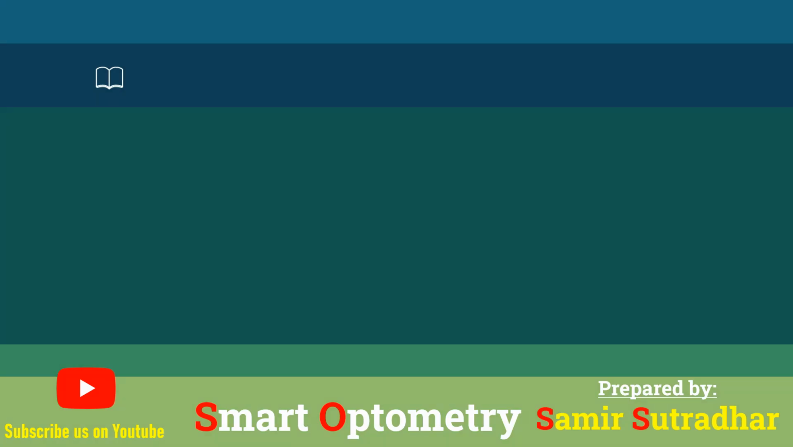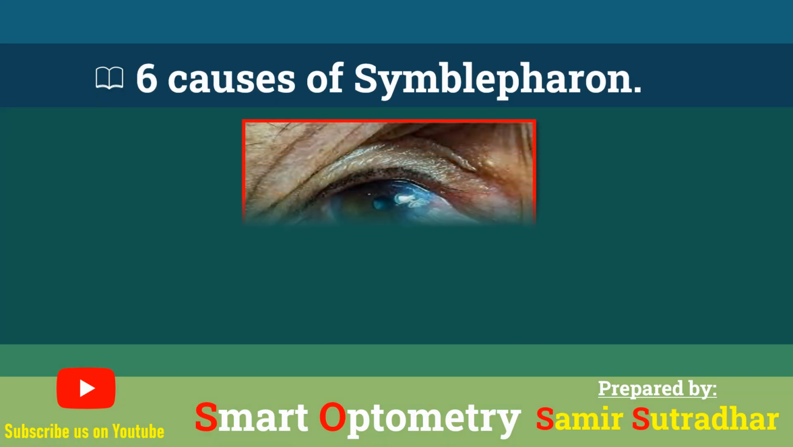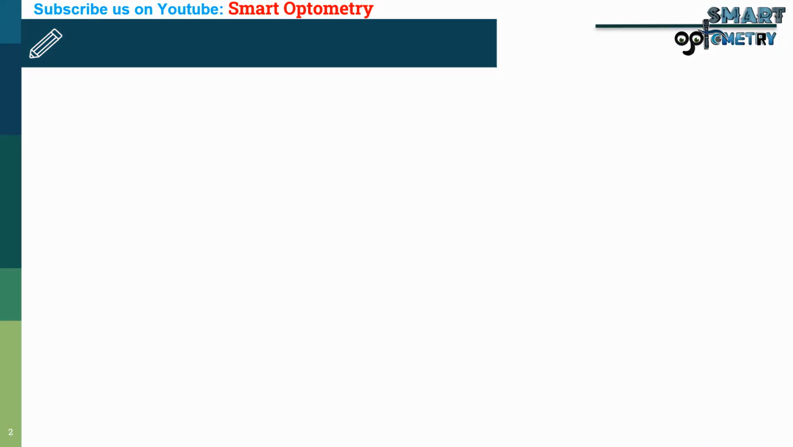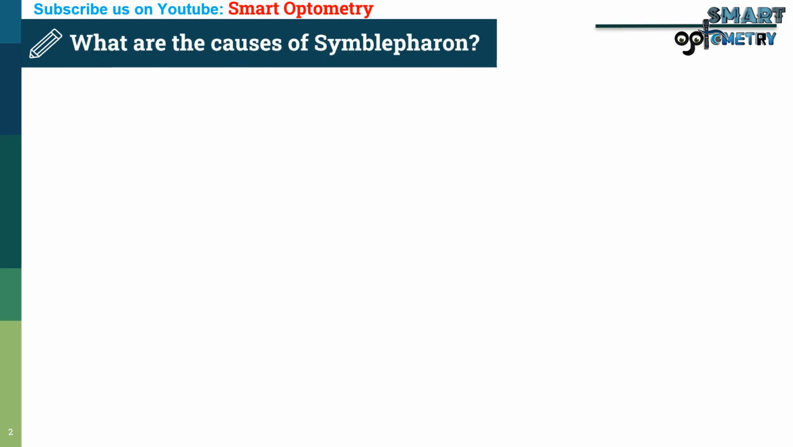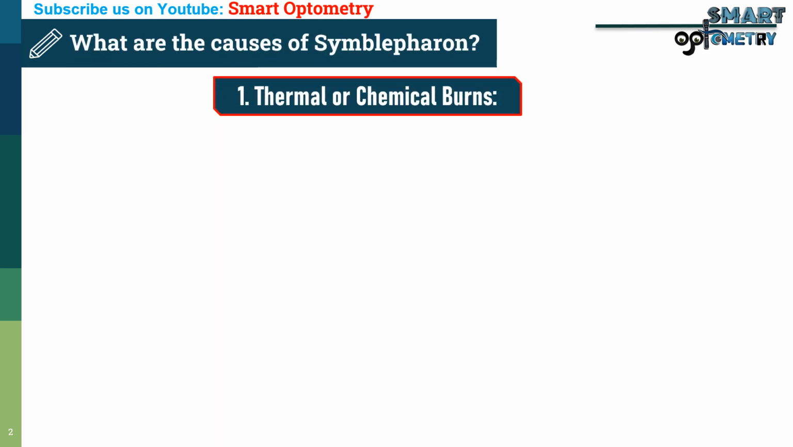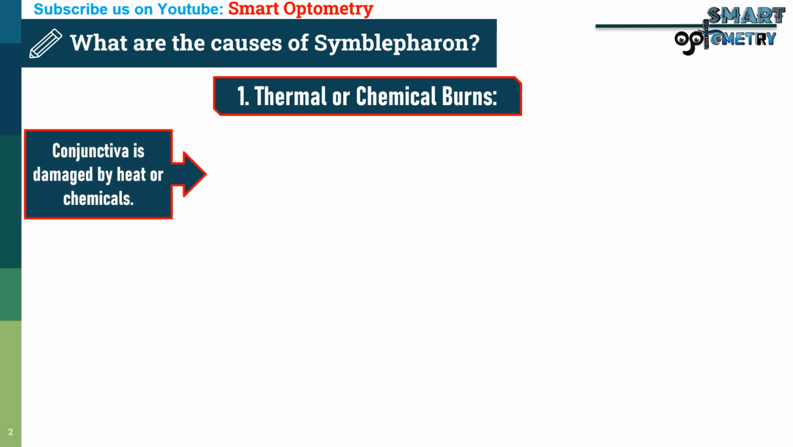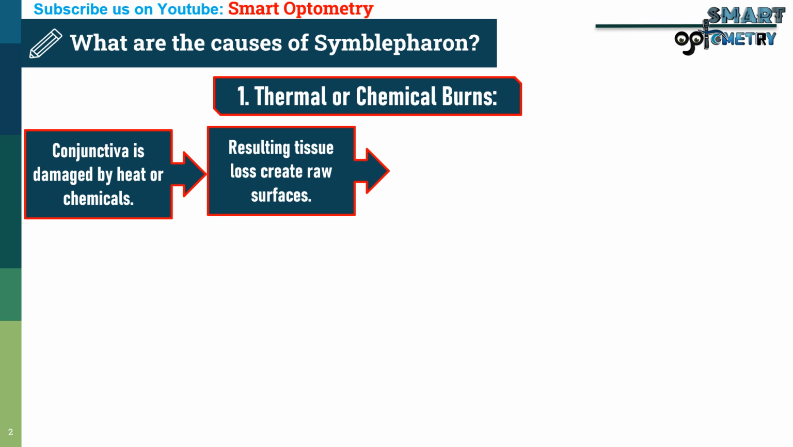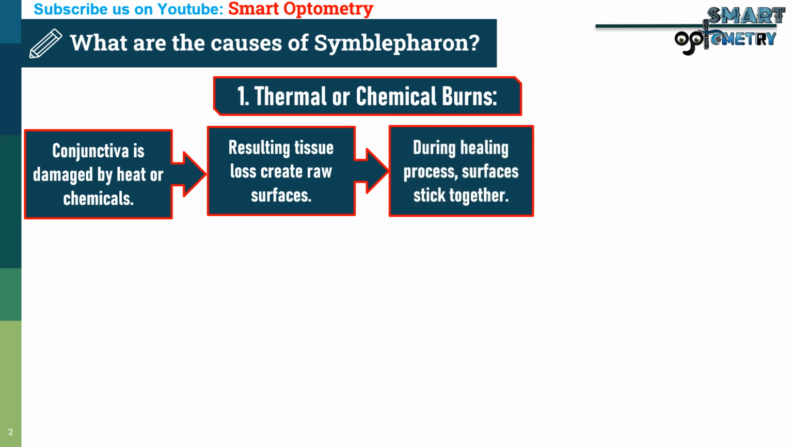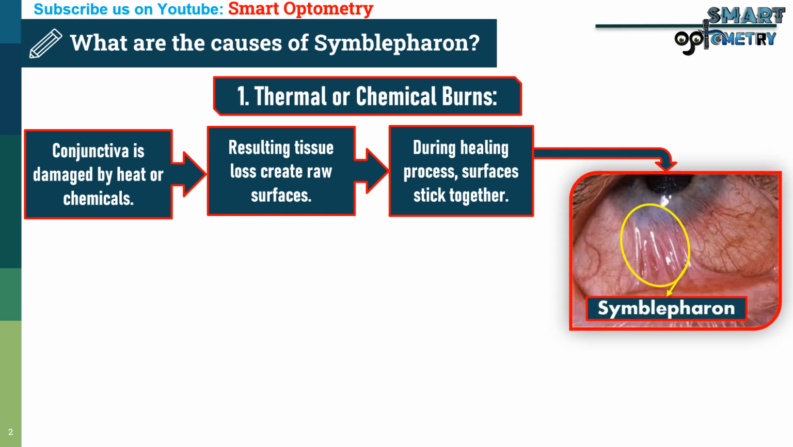In this video, we will discuss 6 causes of Symblepharon. What are the causes of Symblepharon? 1. Thermal or chemical burns. When the conjunctiva is damaged by heat or chemicals, the resulting inflammation and tissue loss create raw surfaces. During the healing process, these surfaces stick together, forming fibrous adhesions.